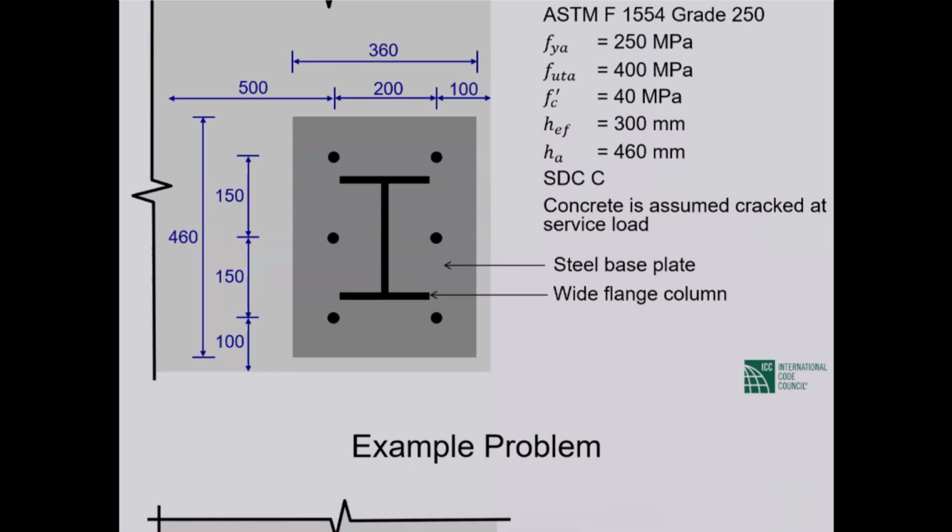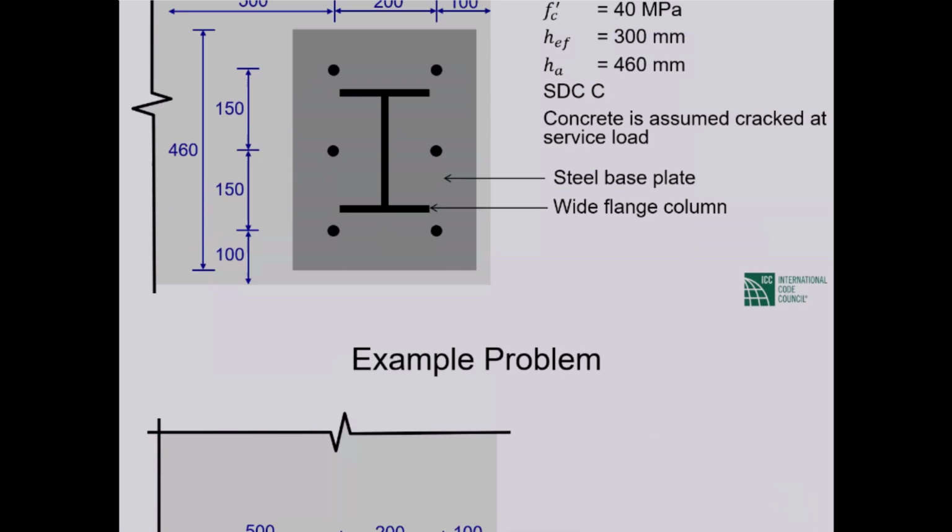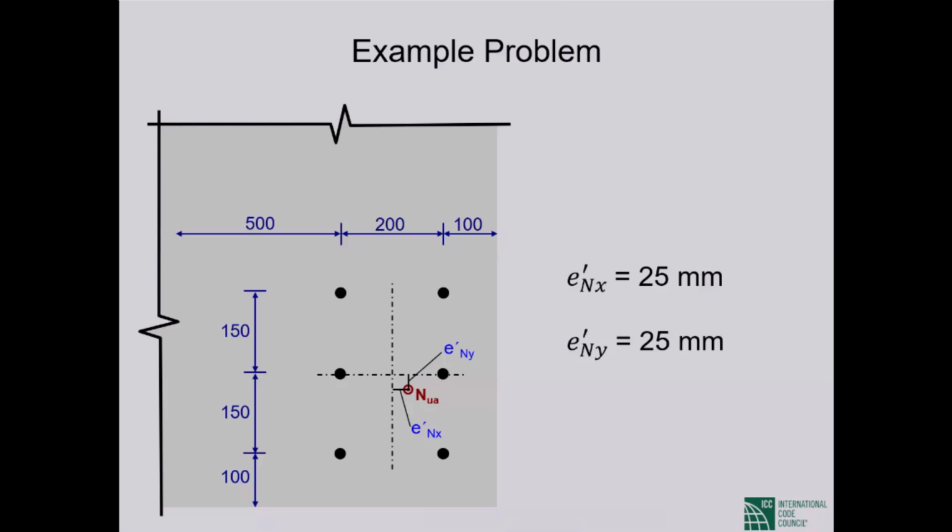First, we consider this group of anchors subject to tension, which is applied at an eccentricity of 25 millimeters with respect to both the x-axis and the y-axis as seen in the picture, the centroidal axis. Okay, so 25 millimeter eccentricity both ways.